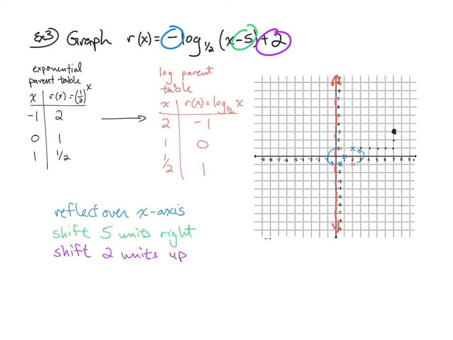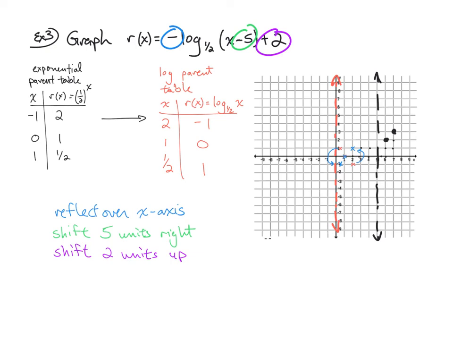Where would the vertical asymptote be? If we move the vertical asymptote to the right, it'll be right here. There we go. All right, that's going to help us with the placement of our points. So then I'll move to the next point. Let's see, this point will move 5 units right, 1, 2, 3, 4, 5, and 2 units up.